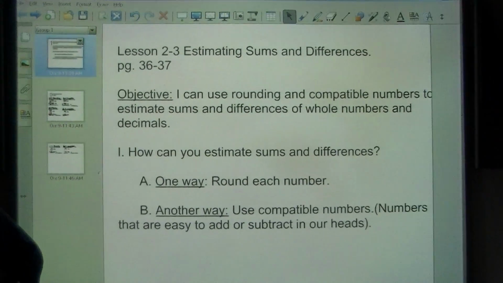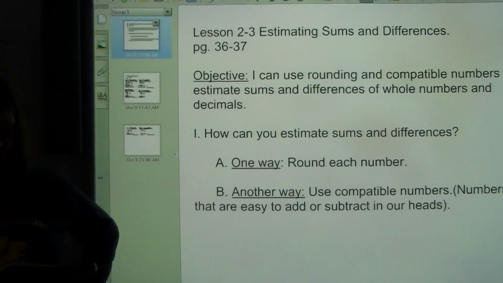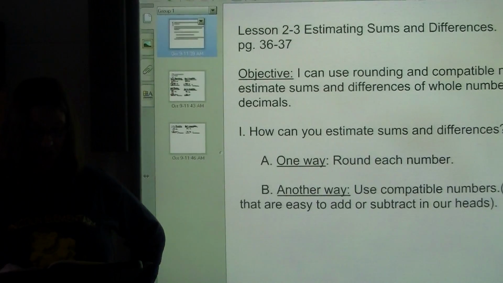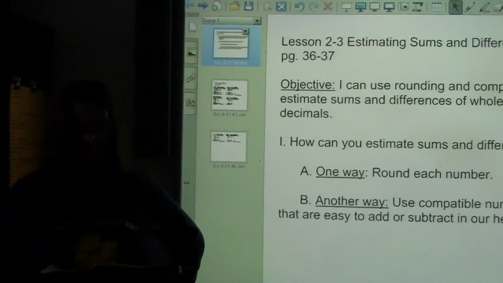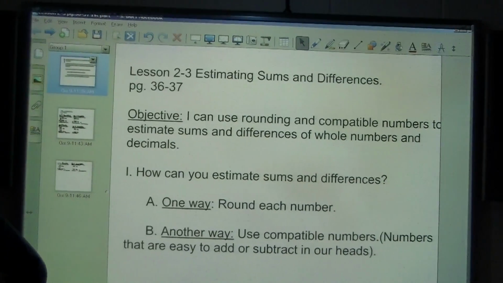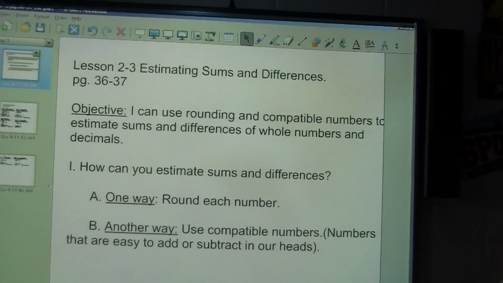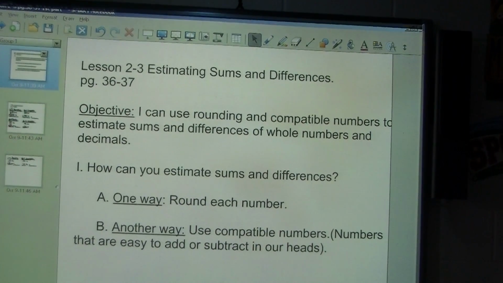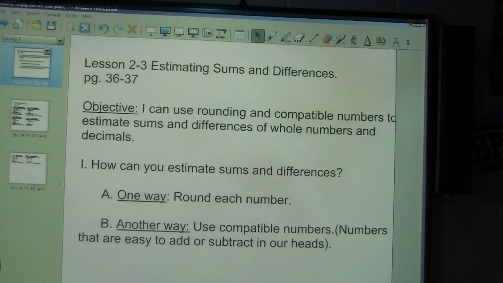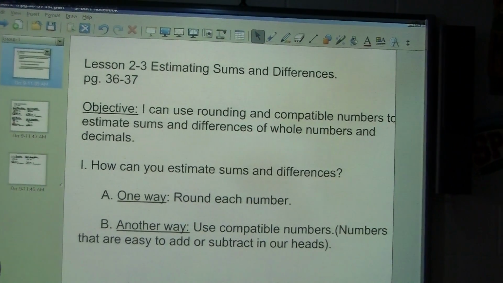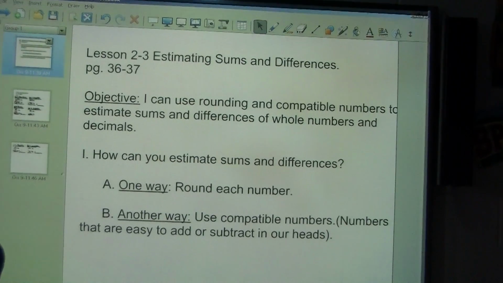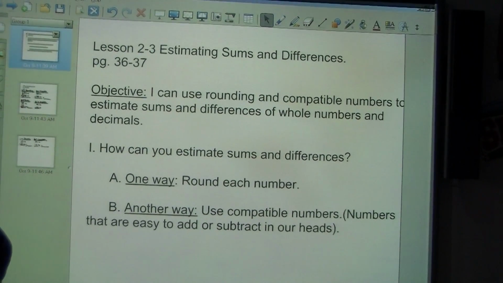And again, one way, they put, round each number to the nearest whole number. So 22 and 8/10 gets rounded to 23. And 13 and 9/10 gets rounded to 14. So then they did 23 minus 14 gives us 9. Okay, so then 22 and 8/10 minus 13 and 9/10 is about 9. That's one way. That was using rounding.